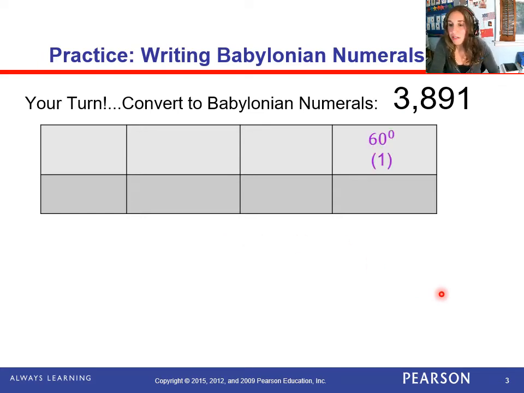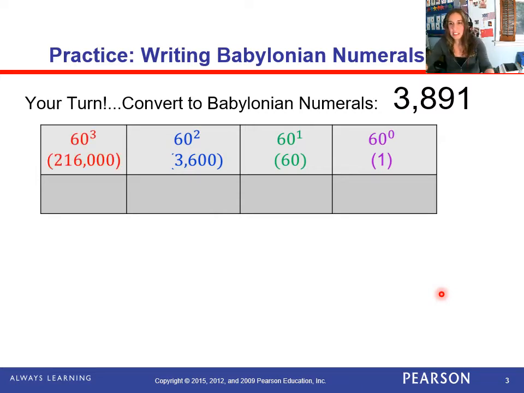60 to the 0 has a value of 1. 60 to the first has a value of 60. 60 squared has a value of 3,600. Again, that parenthesis didn't show up. And 60 cubed has a value of 216,000.